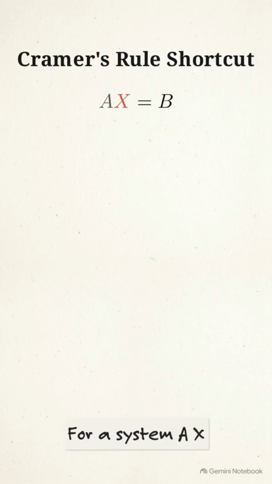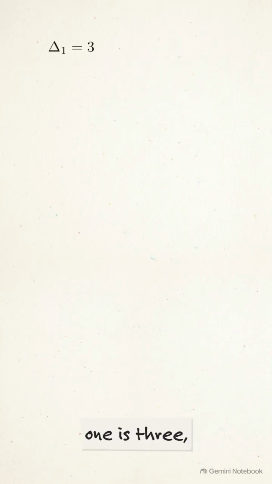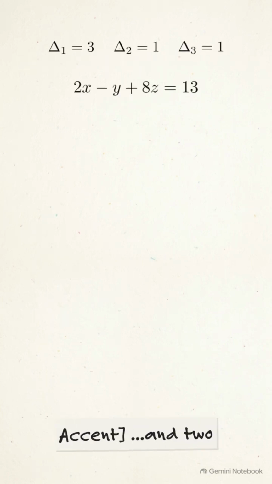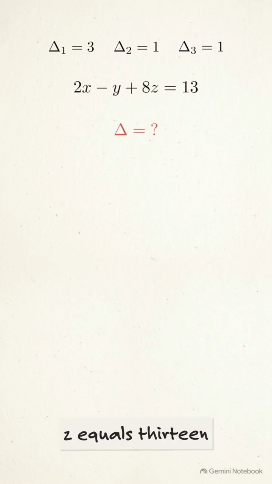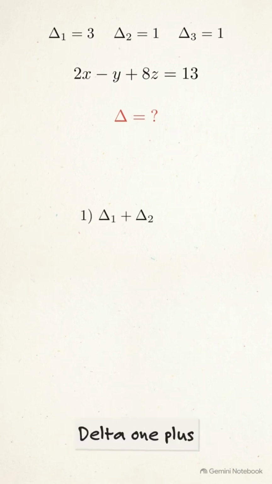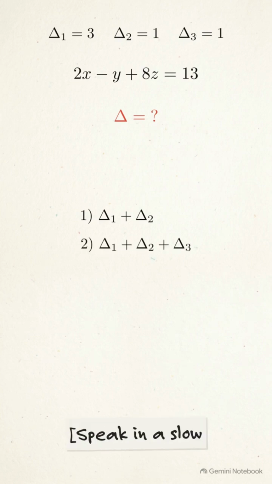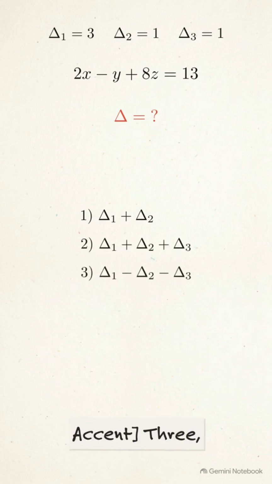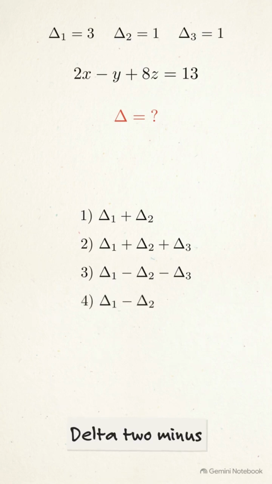For a system AX equals B solved by Cramer's rule, if delta 1 is 3, delta 2 is 1, delta 3 is 1, and 2x minus y plus 8z equals 13 is an equation, then delta equals? Options are 1. Delta 1 plus delta 2, 2. Delta 1 plus delta 2 plus delta 3, 3. Delta 1 minus delta 2 minus delta 3, 4. Delta 1 minus delta 2.